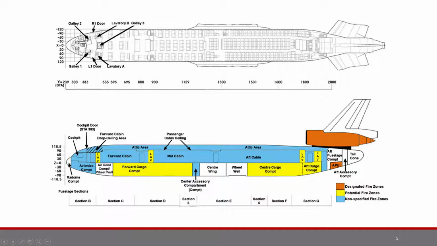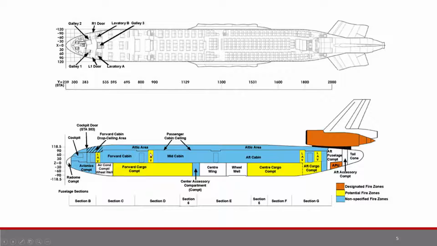The main area of interest is going to be at station 383, which is where the cockpit door is. You can see we have the galley, the entrance doors, and the lavatories. Down at the bottom, we have a fire chart, which lists all the probable areas of fire. These blue areas are areas where there's not really any specified fire risk. So we have the main cabins, the attics, the avionics compartment, this drop ceiling area where the fire did end up happening, and the cockpit.